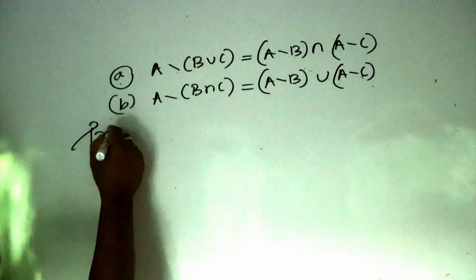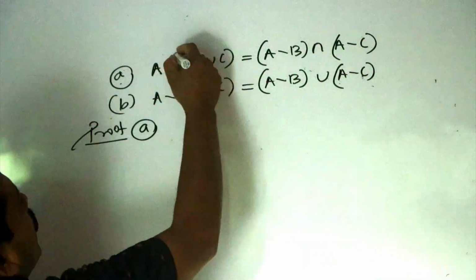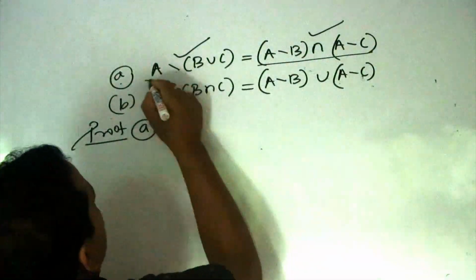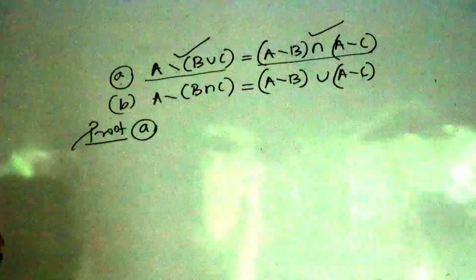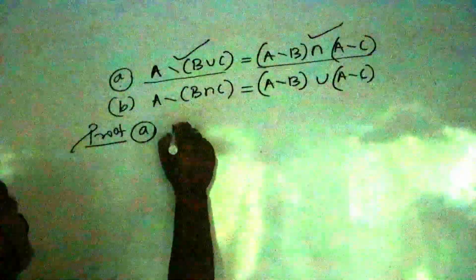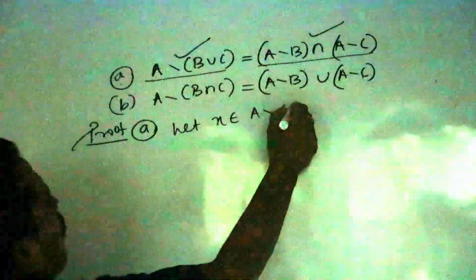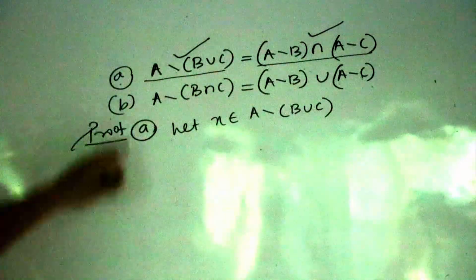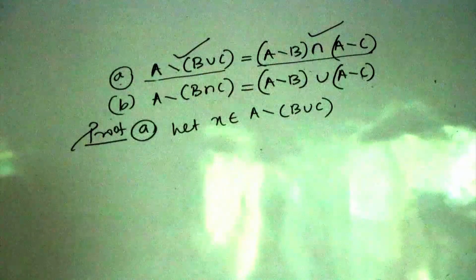Proof A. It means a similar method. We have to prove this set is a subset of this set. Again this set is also a subset of this set. Then these two sets are equal. This is the method to prove two sets equal. Let X belong to A difference B union C. First you have to take X as an arbitrary element from this set.